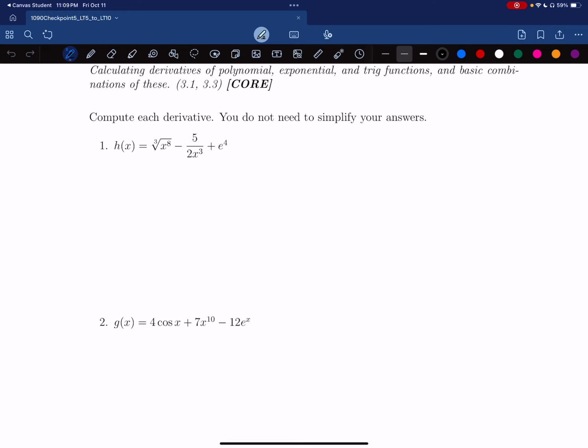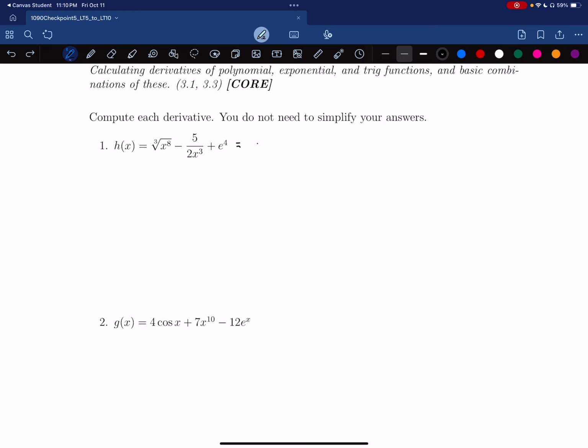And what I'm going to do is rewrite this h of x function. With this term right here, for example, it's a cube root of x to the 8th. I'm going to write this in the form of x to some power. Same with this one right here. I'll have x to something power with the coefficient in front. That makes it a lot easier to use the power rule.